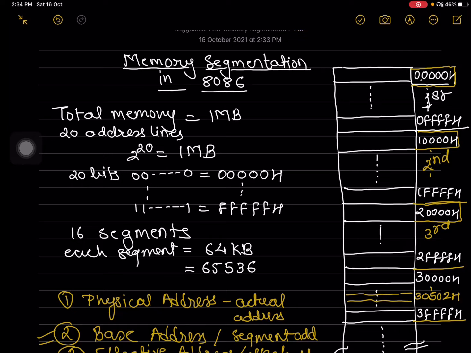It is not necessary that the addresses I have assumed here are the only starting addresses of a memory segment. A memory segment can begin from any memory location provided its last digit is 0. So the starting memory location of any memory segment becomes the base address of that memory segment.